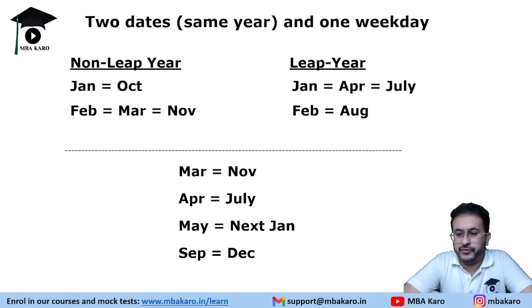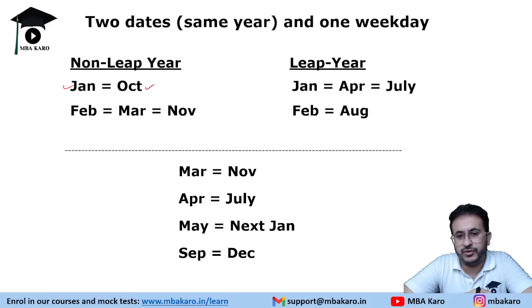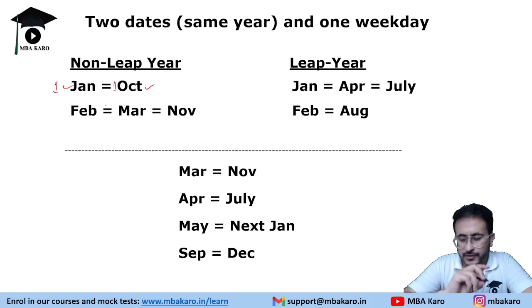Now let's move into another type of questions which talks about two dates, same year and 1 weekday. Okay, so remember this fact. Sometimes such things come handy. If it's a non-leap year, January will have the same calendar as October. So whatever was on 1st of January will be on 1st of October also.